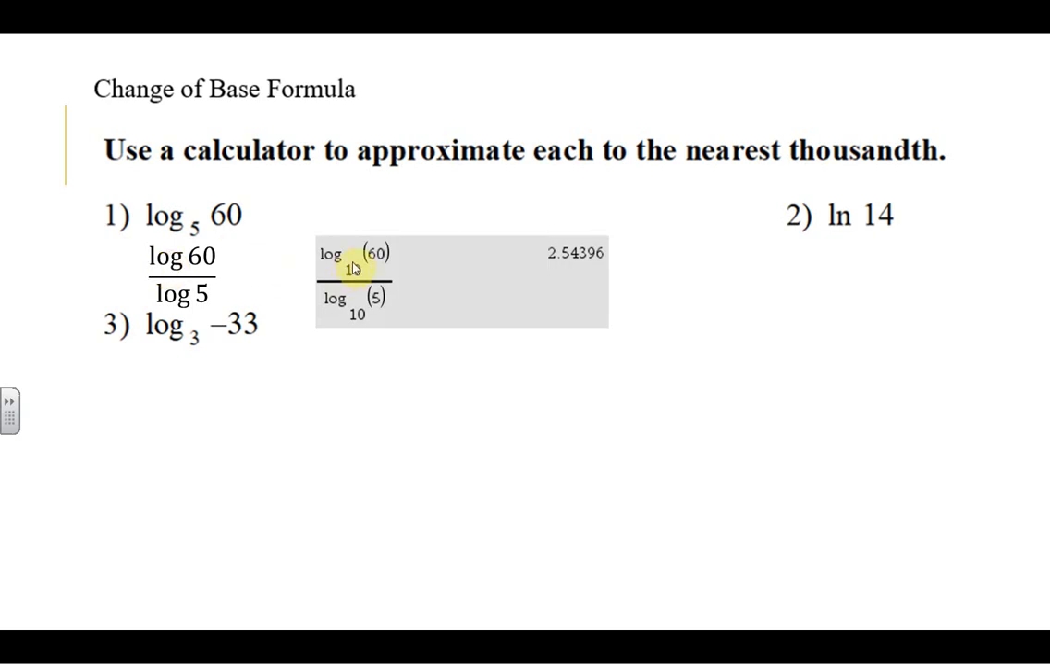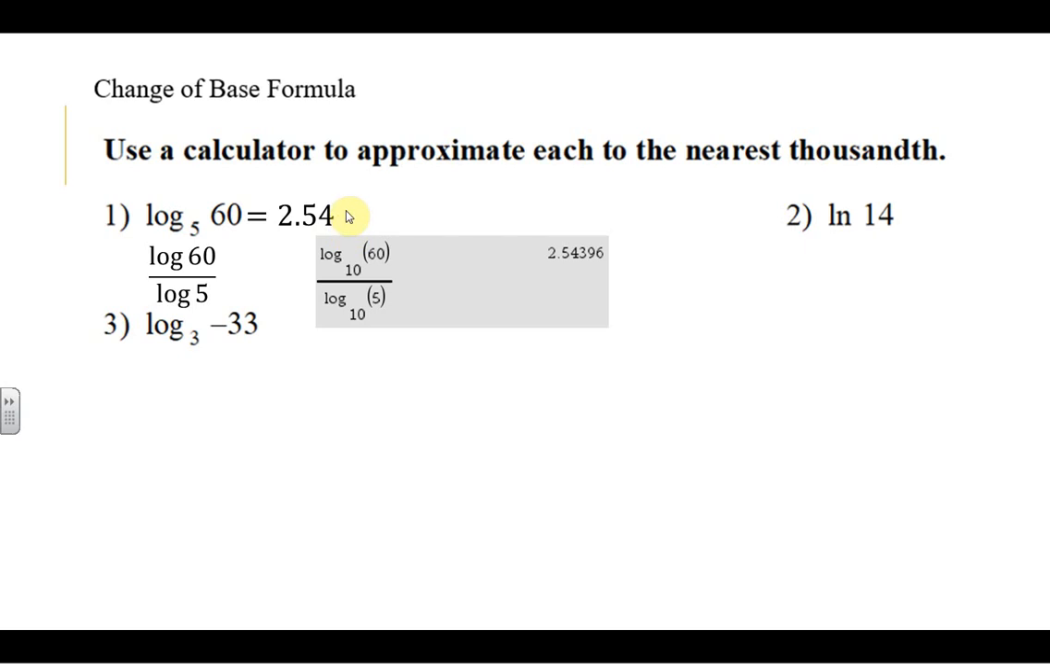Now remember, the little boxes will be blank. Don't fill those in. Push over to get your 60 and push over to get your 5. If you put 10 in there, that's fine, but you can leave it blank because remember, it's common log. Then your calculator will pop it out, and you just have to make sure you round to the correct decimal place. Nearest thousandth.